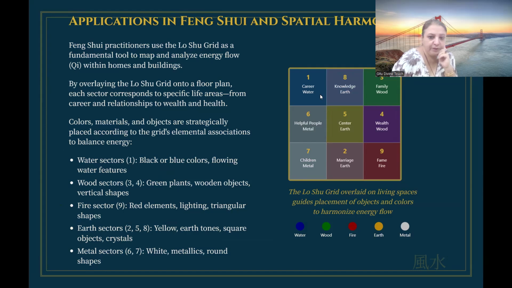So one is for career, water; two is for marriage and earth; three is for family; four is for wealth, which is wood element; and five is for center, which is again earth element. Six is for helpful people, metal. Seven is children, metal. Eight is knowledge, earth, and nine is fame, fire.